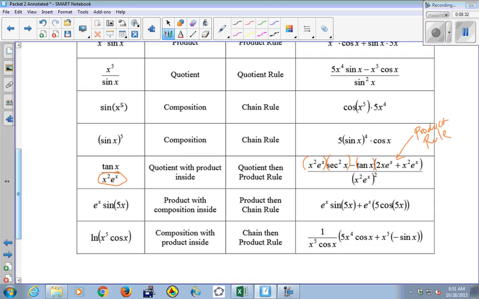All right, again, here we have a product rule and a chain rule together. E to the x times the sine of 5x. Start with the product rule. So I have the sine of x times the derivative of e to the x plus e to the x times the derivative of sine x, which I had to use the chain rule to figure out.